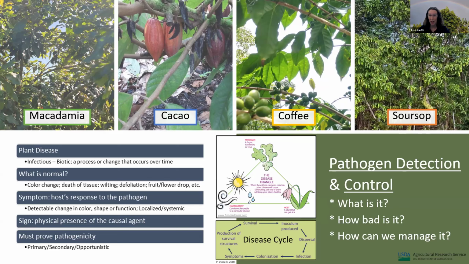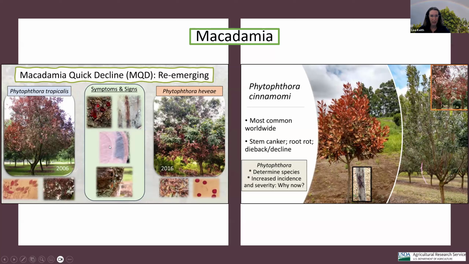The symptoms and signs, as you can see here, trunk bleeding, then the stressed trees attract ambrosia beetles. And inside, here's the sign. So that's the physical presence of Phytophthora causing discoloration in the wood. And working with varieties and what might be resistant or tolerant, getting a handle on how to manage and what fungicides to apply, how and when. MQD kind of died down for quite some time.